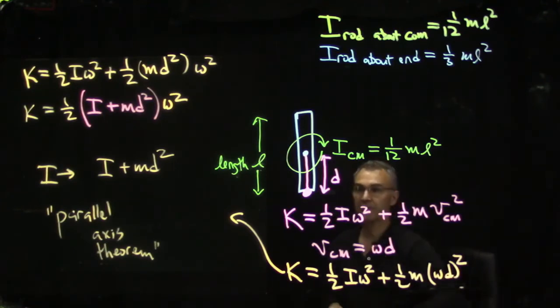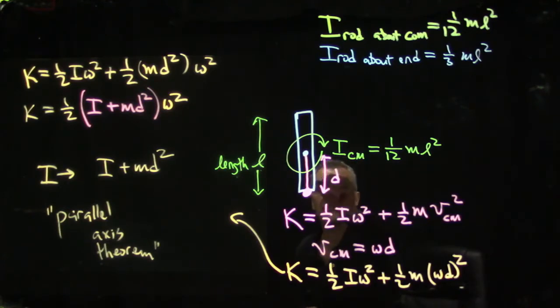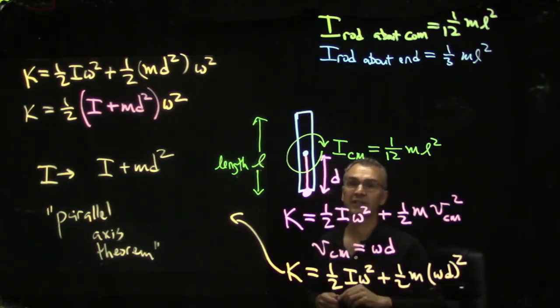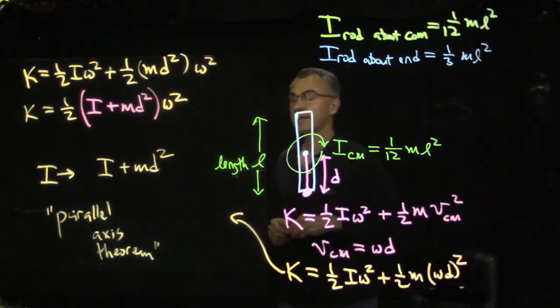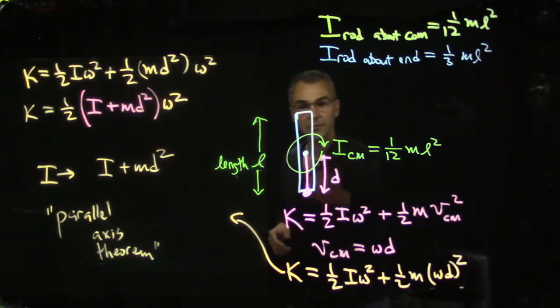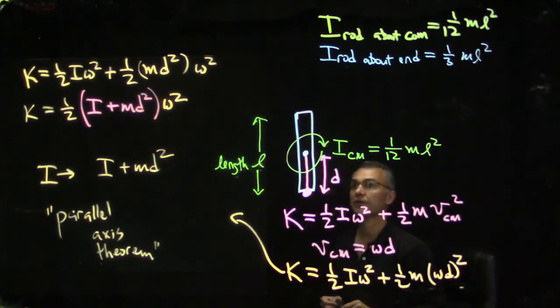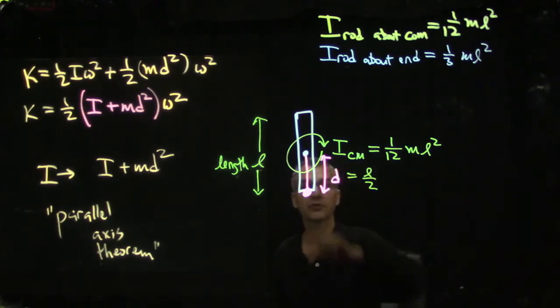You basically just show that if you want to write the kinetic energy about this axis as an entirely rotational kinetic energy, then you have to include the translational part. When you include the translational part, you get this extra term, and that's effectively the same thing as replacing the rotational inertia by the rotational inertia plus the mass times the distance from the center of mass squared. In this particular case, the distance from the center of mass is L over 2, because we want to go from the middle to the end, and the end is L over 2 away from the middle.